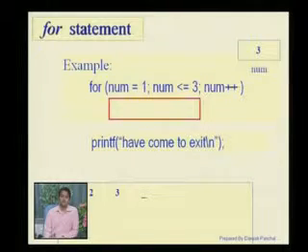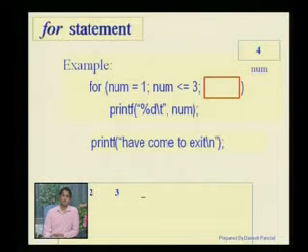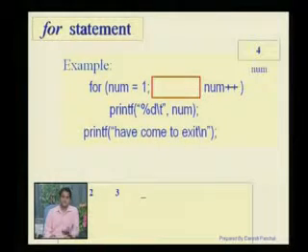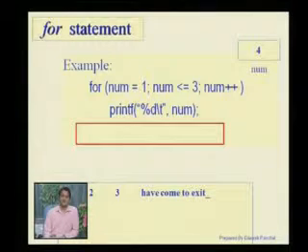Then the value of this counter variable will become 4, so the condition is not satisfied, and it comes outside of this loop, and it will print the exit message. This is how your for loop is executed in programming.